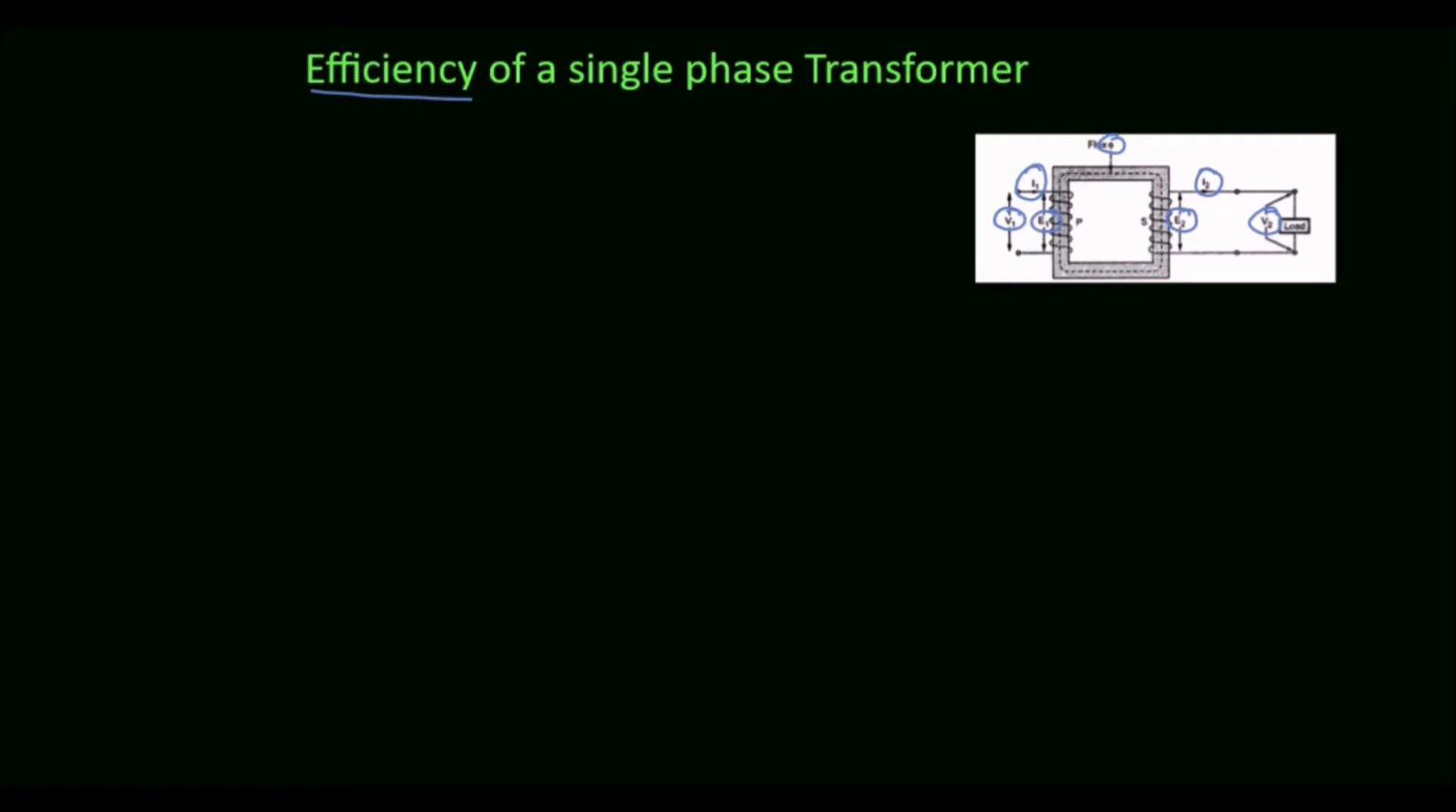In an ideal transformer, the losses are zero, so the power output will be equal to the power input. But a practical transformer will have losses, so the power output is equal to power input minus losses. From this we can write power input is equal to power output plus total losses.